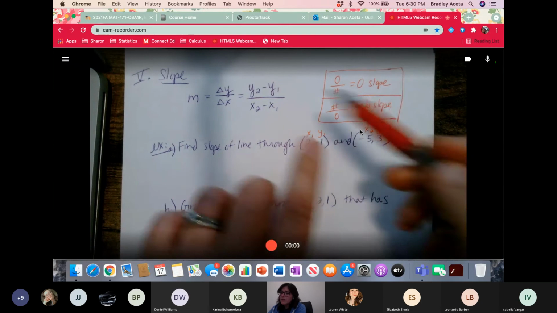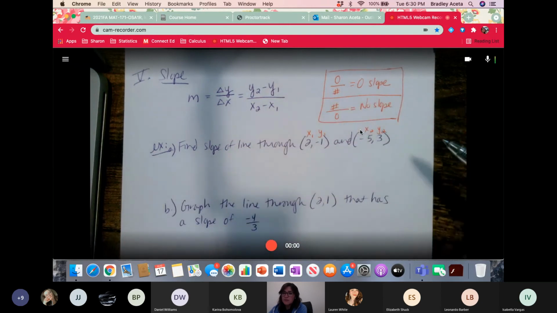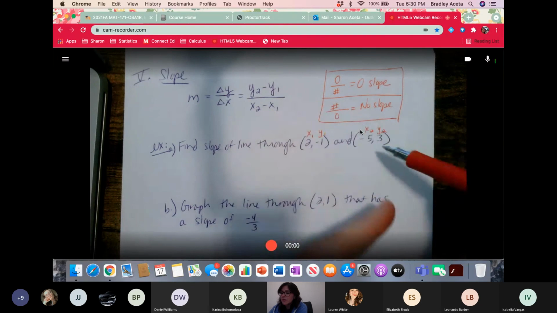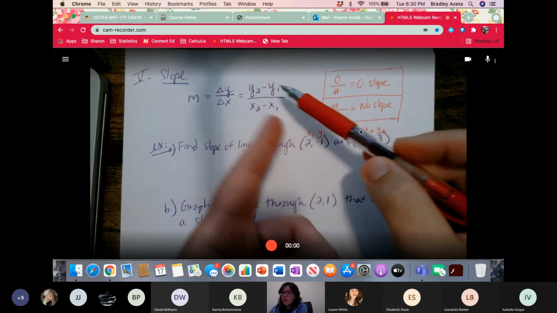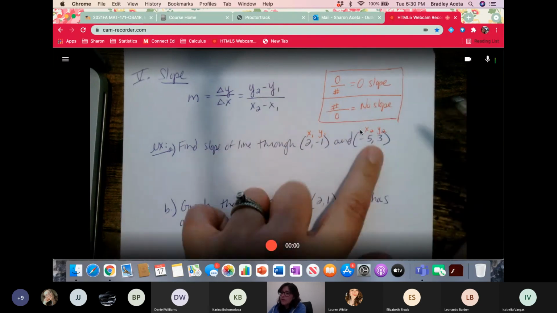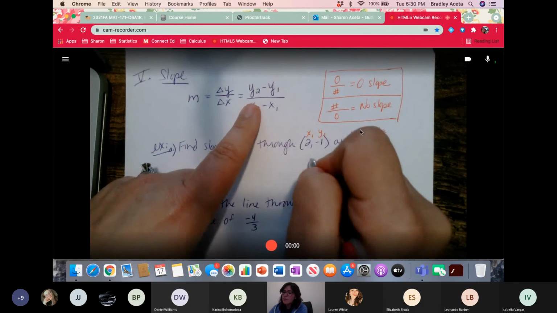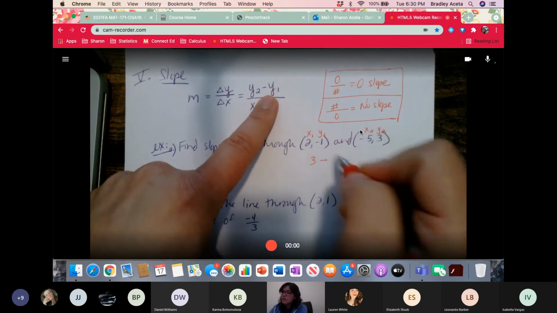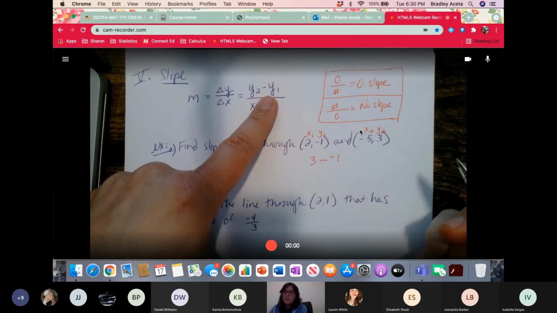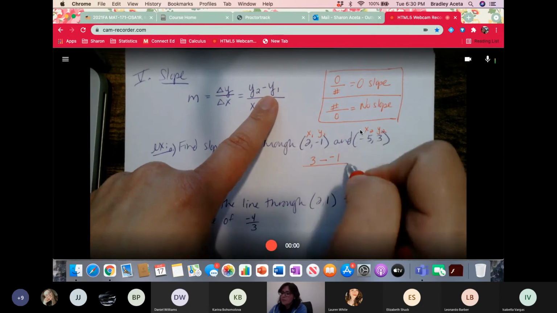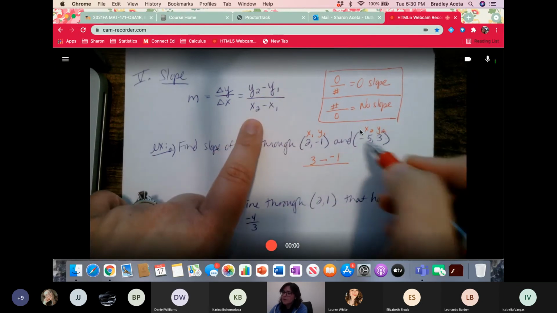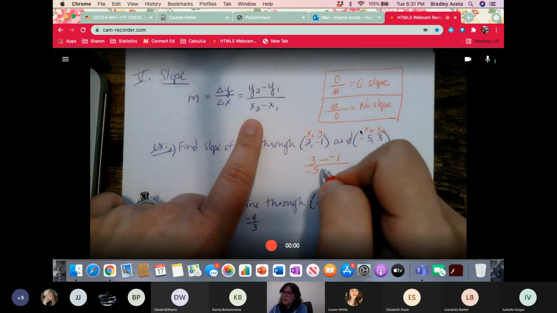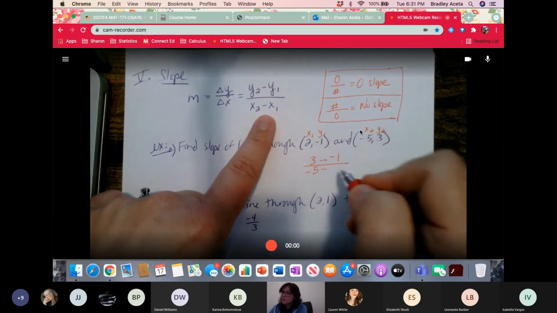And now you're going to put this into the formula. Just be careful. I get this every year. I don't know why, but I always have students put x's on top. That's not what goes in first. The first things are your y's. So y2, which would be 3, minus y1, which is a negative 1, over x2, which is negative 5, minus x1, which is 2.